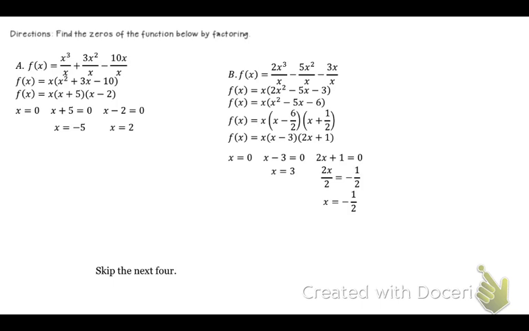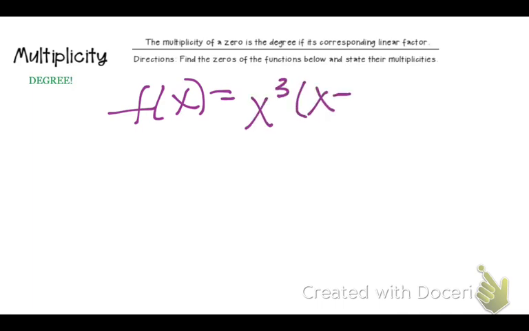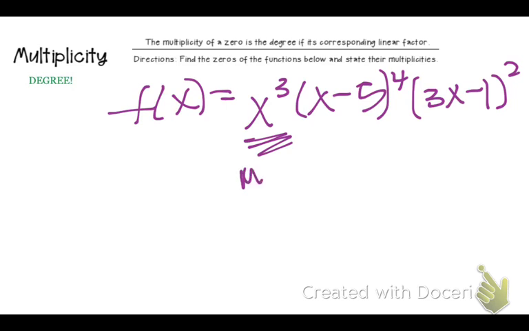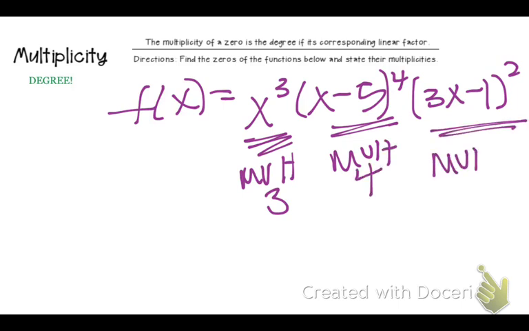Skip the next 4. And then let's look at multiplicity. So multiplicity is just the degree of the factors. So let's say that you had f of x, and this was already factored for you. You had like x cubed, x minus 5 to the 4th, and 3x minus 1 squared. Well, this factor will give you a multiplicity of 3 because the exponent there is a 3. This one has a multiplicity of 4, sorry. This one has a multiplicity of 2. So it's the exponent power there.